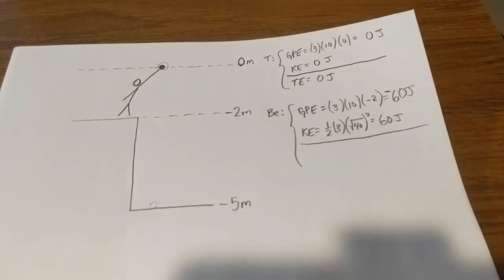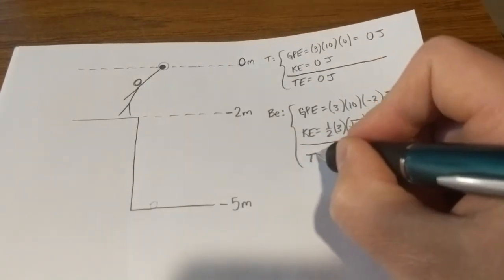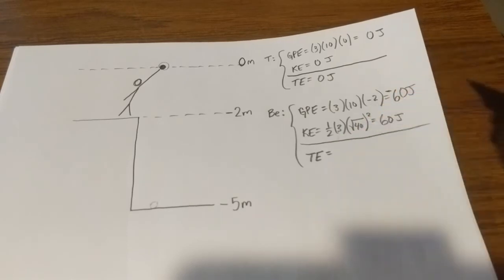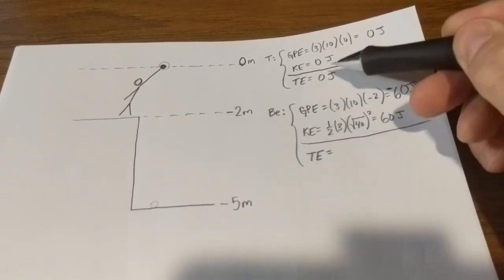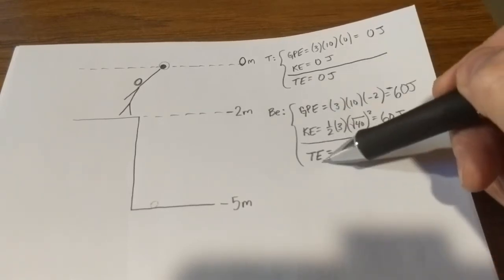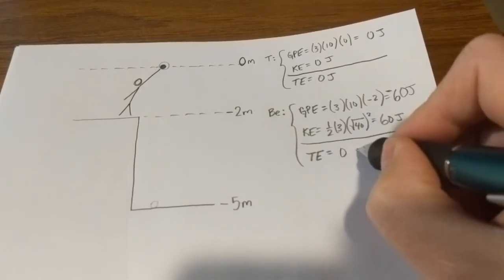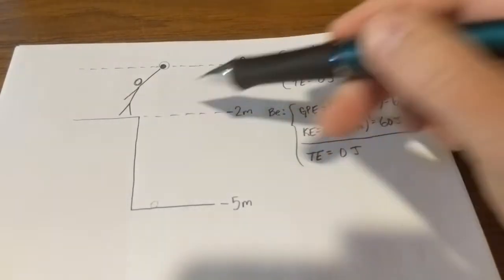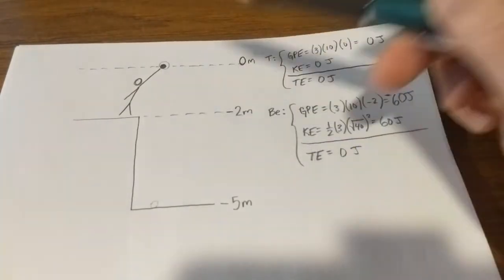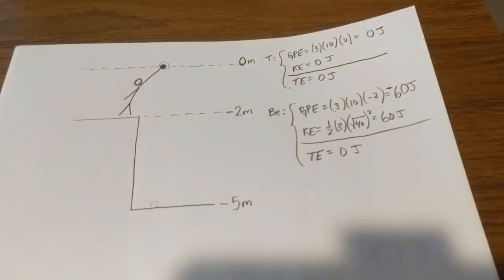And just like we learned before, the big idea again for today is that the total energy is always conserved, meaning the same in one location as it is in another, as long as no outside force did any work on the ball in between the 0 and negative 2 meter marks.